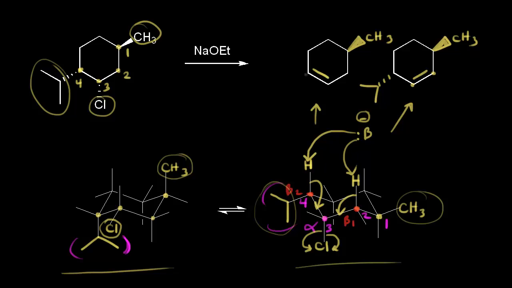But since now this carbon is sp2 hybridized, I need to draw in this isopropyl group on a straight line. So sometimes students will put this isopropyl group in on a wedge or a dash, but you're trying to show the planar geometry around this carbon, so a straight line is what you need. And so those are the two products.